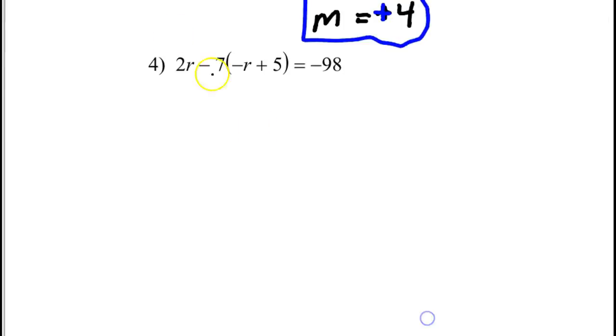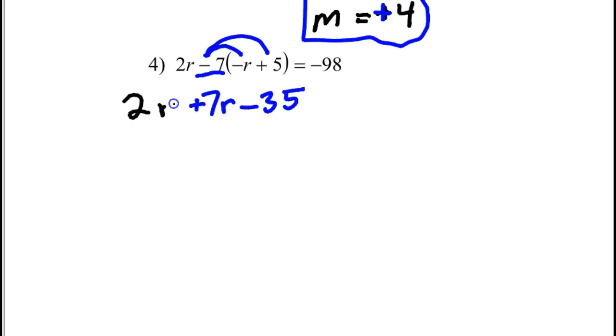So number 4, very similar, but be careful that this is a negative in front. So it's really negative 7 times negative r, which is positive 7r. Negative 7 times positive 5 is negative 35. So the thing here is the negatives, be very careful on them. Negative times a negative is a positive, and 7 is negative. Okay. So we have two variables, combine those together, bring down everything else.